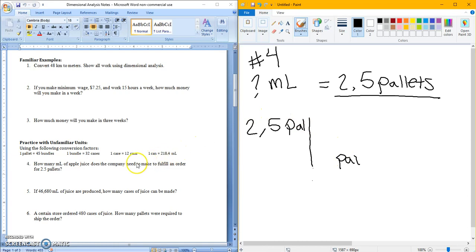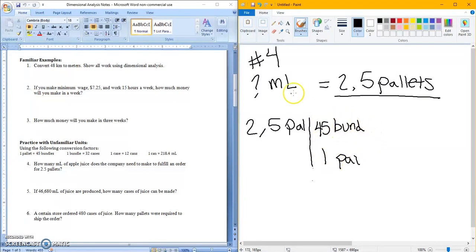Then I look over to my conversion factors. Well, I know 1 pallet equals 45 bundles. And I know that 1 can equals 218.4 milliliters. But I can't go directly from pallets to milliliters. So I'm going to do what I can first. 1 pallet is equal to 45 bundles. So I'm going to come back over here and I'm going to do bundles. And I'm going to put in 1 pallet equals 45 bundles.